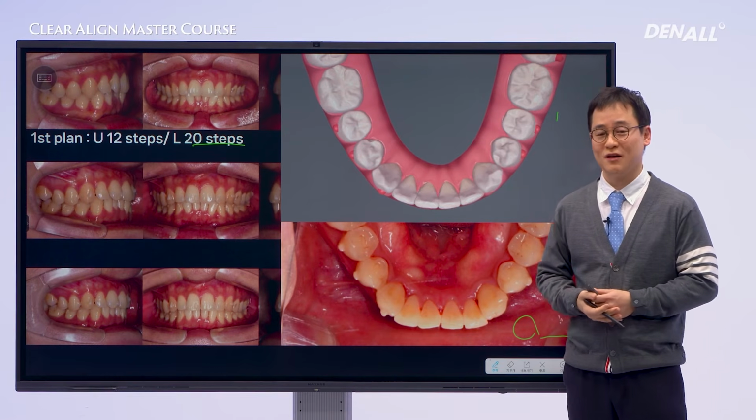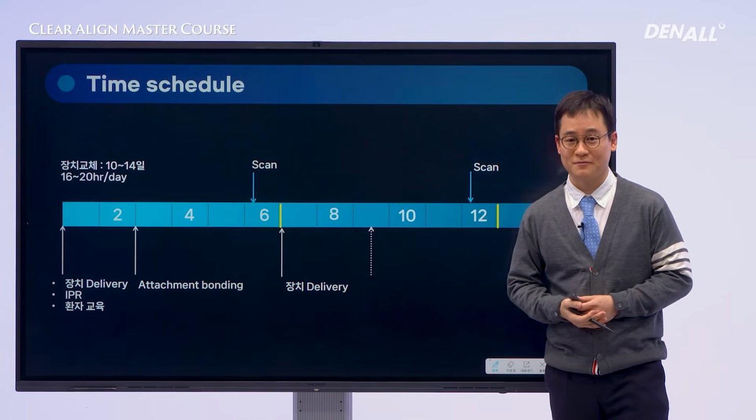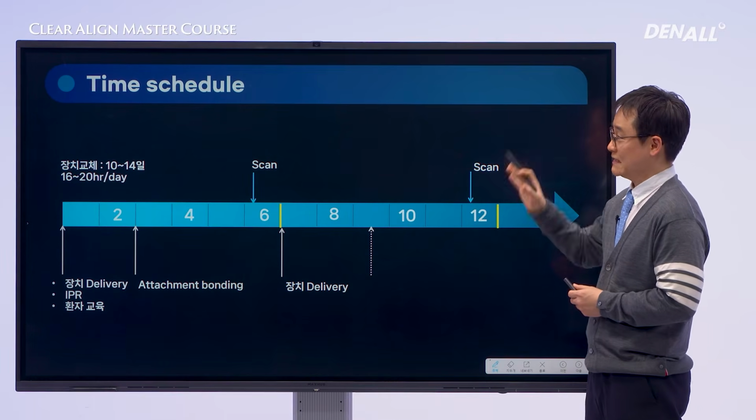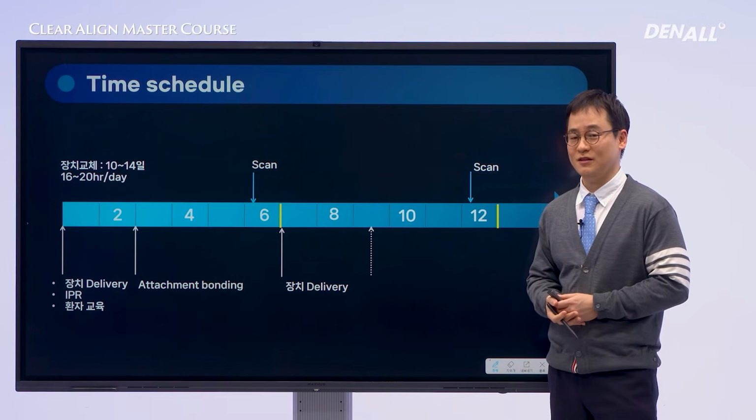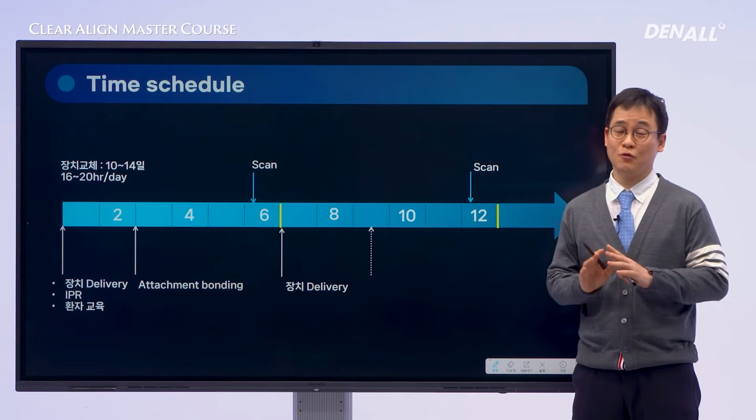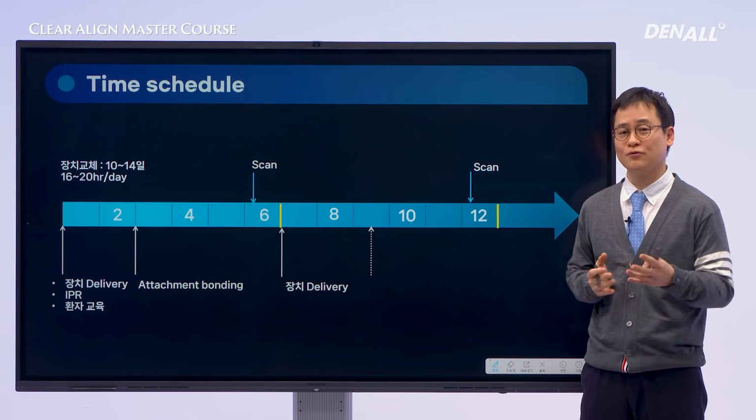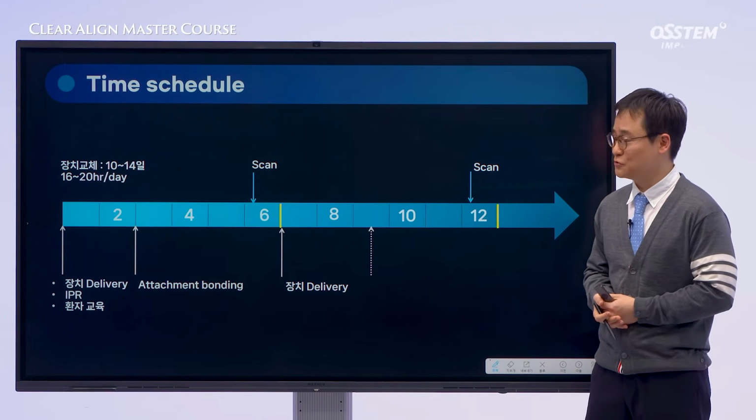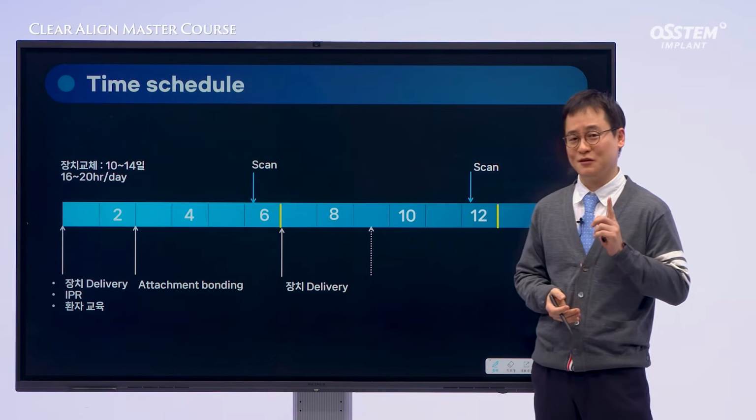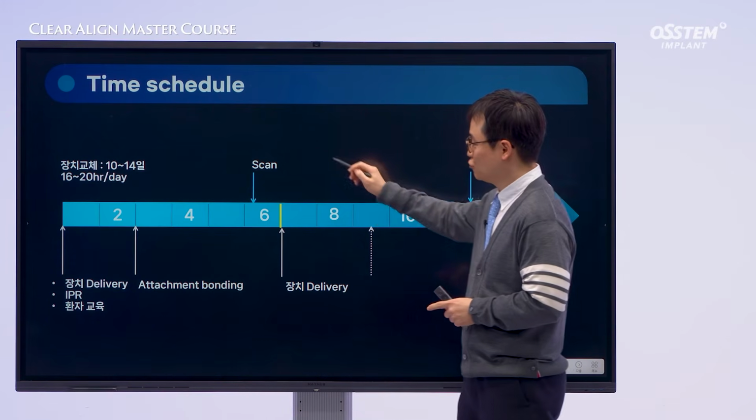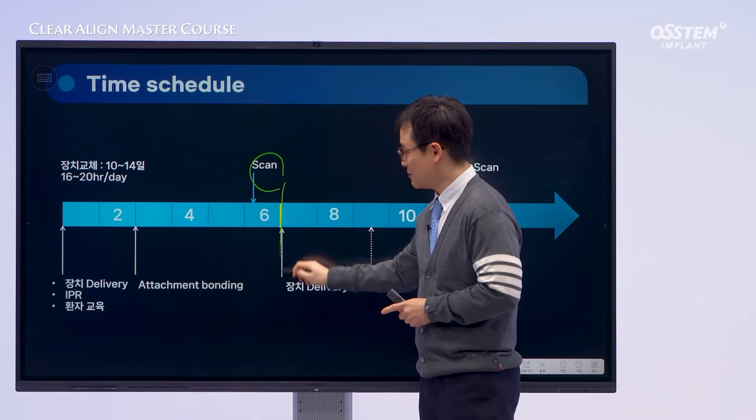Now, let's go over the final topic: the treatment timeline. There are many clear aligner brands in the market, and I personally use several of them in my practice. But one of the key advantages of Magic Align is that it allows you to take a new scan every 6 steps.